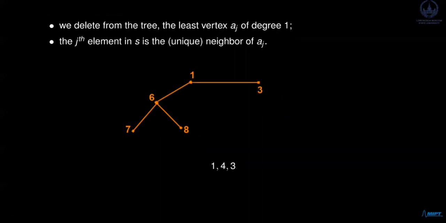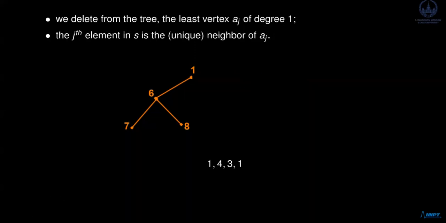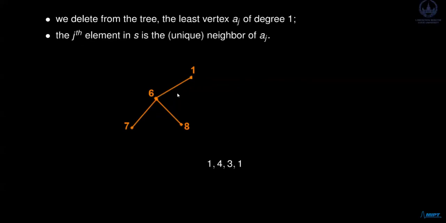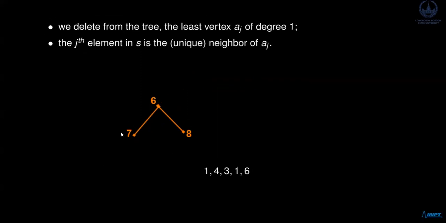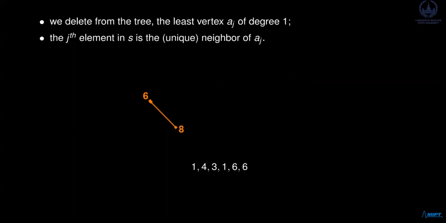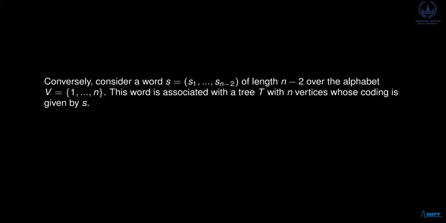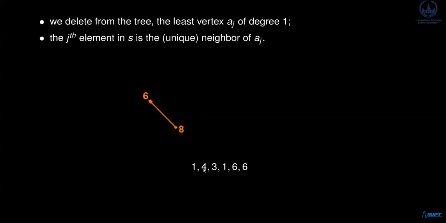Again, right now we do the same procedure. I didn't draw a circle because you know what's going on. I'm deleting 3 and writing 1. Right now you select 1 and delete it, with its edge connected to 6, and write 6. Now you have 2 vertices, 7 and 8, with degree 1. You delete 7 and write 6, and now you can delete 8 or 6 and go on. So you see, this is how the code is obtained from the tree.